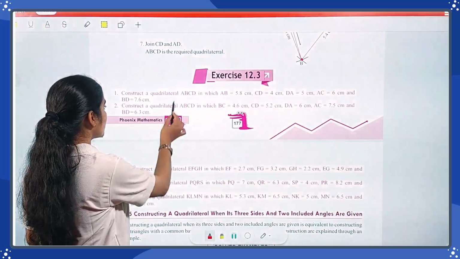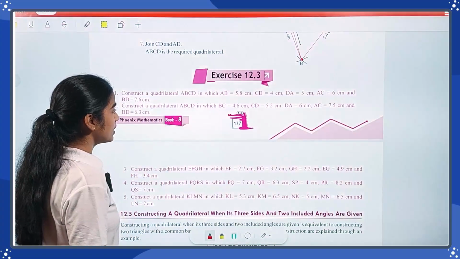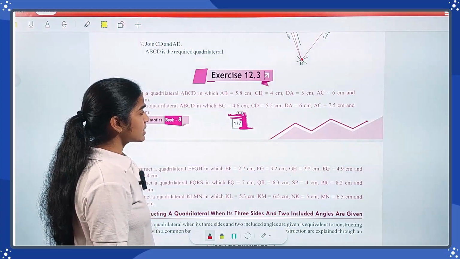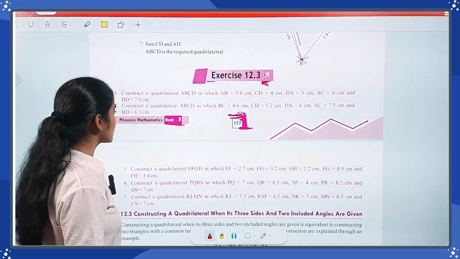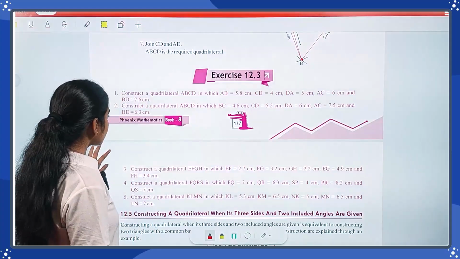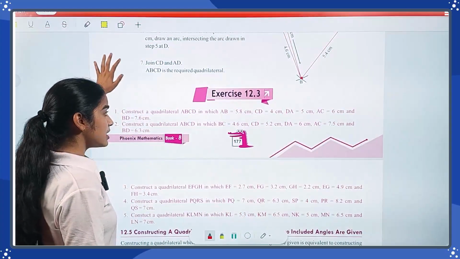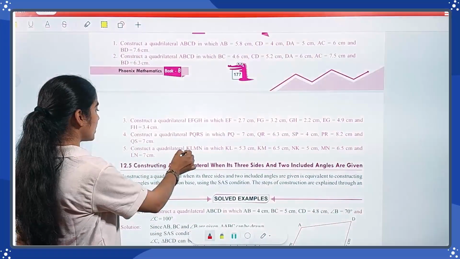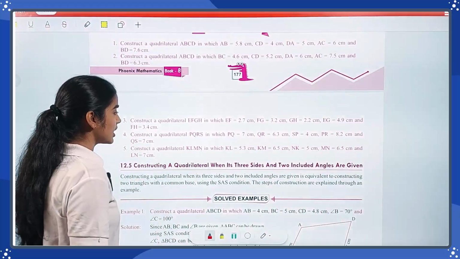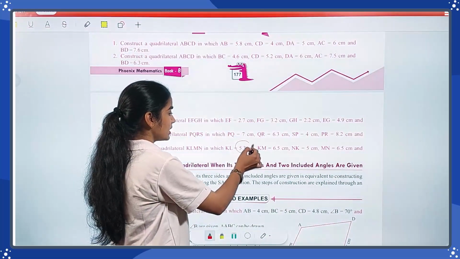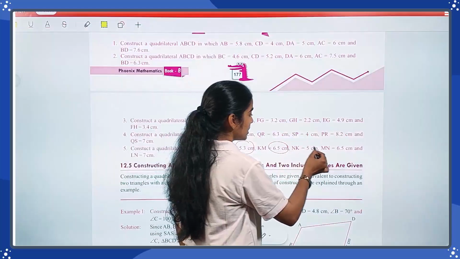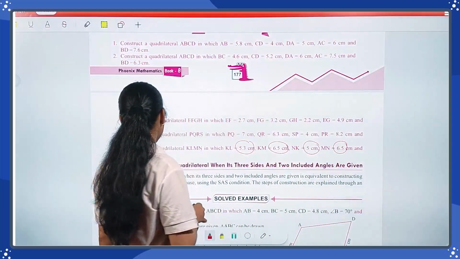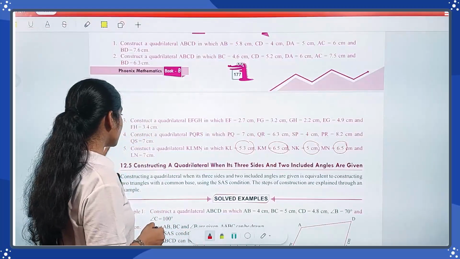questions. Construct a quadrilateral ABCD in which AB is equal to 5.8 centimeter, CD is equal to 4 centimeter, AD is equal to 5 centimeter, AC is equal to 6 centimeter, and BD is 7.6 centimeter. The same process you have to repeat here. Construct a quadrilateral KLMN in which KL is 5.3 centimeter, KM is 6.5 centimeter, NK is 5 centimeter, MN is 6.5 centimeter, and LN is equal to 7 centimeter.